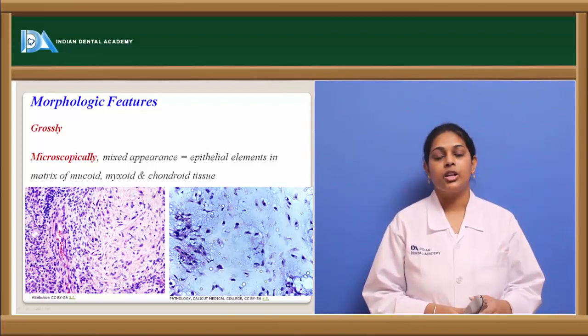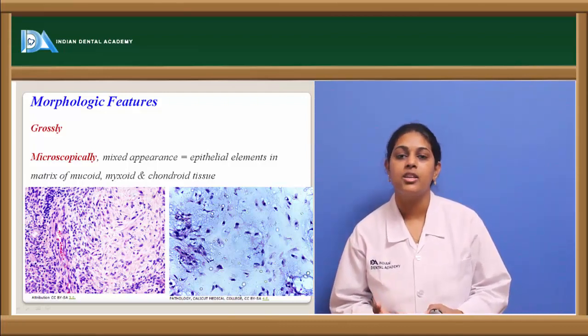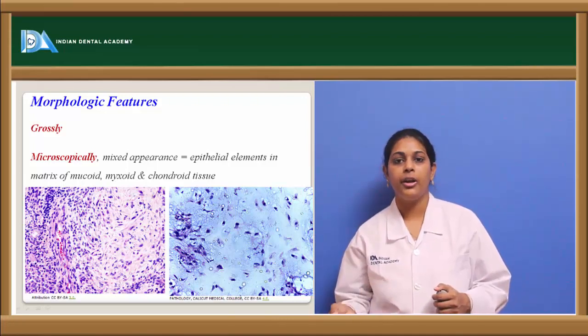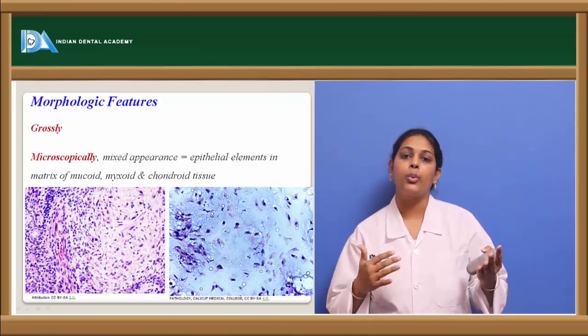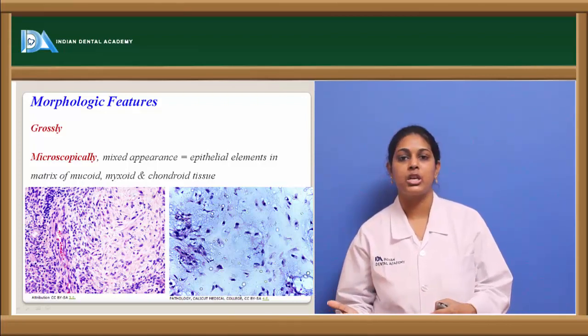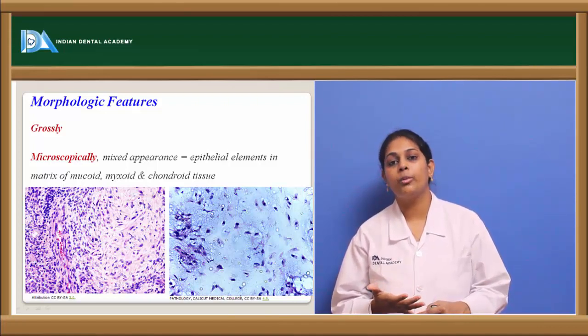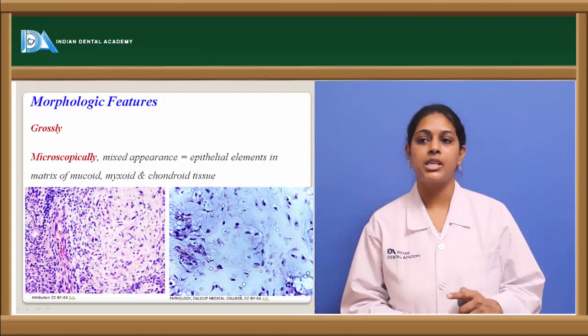Morphologically, it is called a mixed, pleomorphic adenoma, where pleo means multiple and morphic refers to morphological features. So it shows multiple or varied morphological features, which gives a mixed appearance. In this mixed appearance, the pleomorphic adenoma consists of two constituents: the epithelial component and the mesenchymal component.